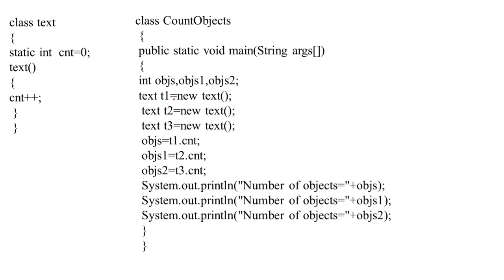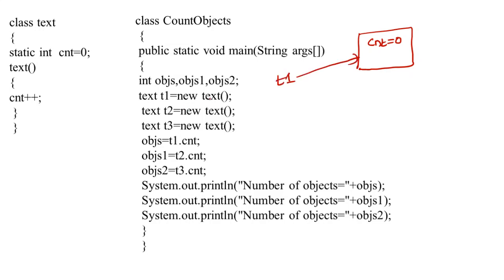Here what am I doing? Test t1 = new Test(). I am creating an object, my first object, and I am referring to this object with t1. This t1 is an object whose class name is Test. What will I get in this object? I will get cnt, which is initialized with 0. Of course, this particular object will be referred to by t1.